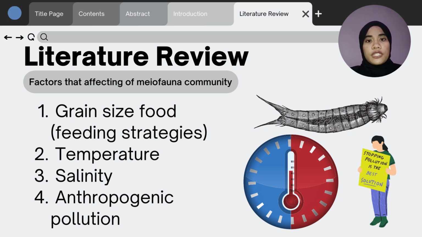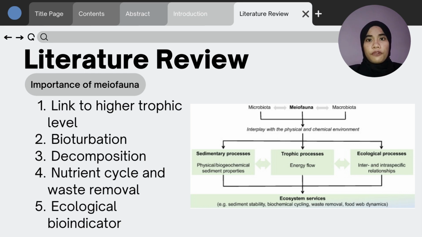Lastly, anthropogenic pollution. As we know, anthropogenic pollution is contamination produced directly by human activities. Another study, by Kim 2020, found that the environmental variable that most affects the meiofauna community is free chlorine, which is Cl2.